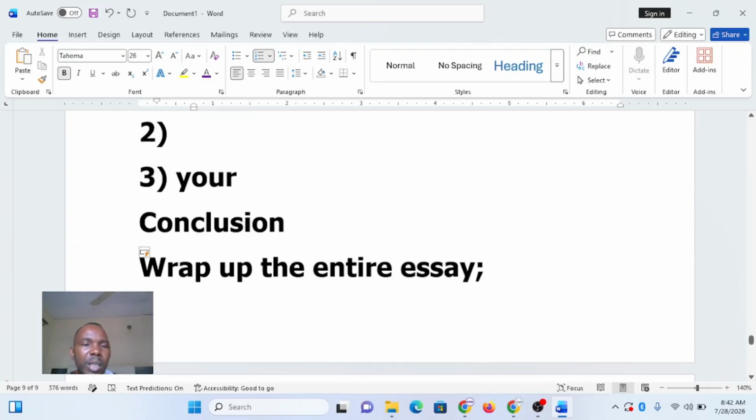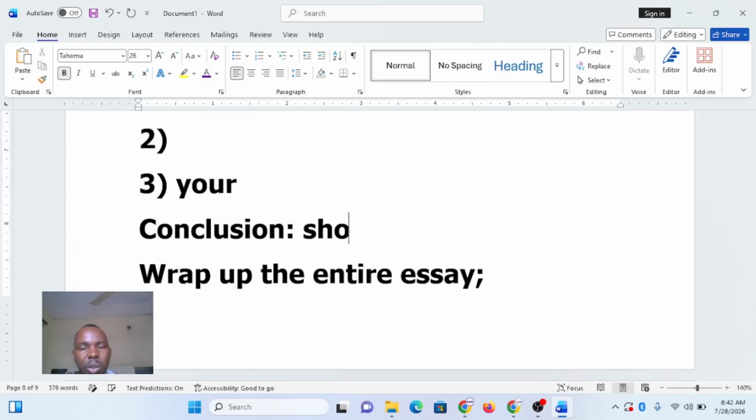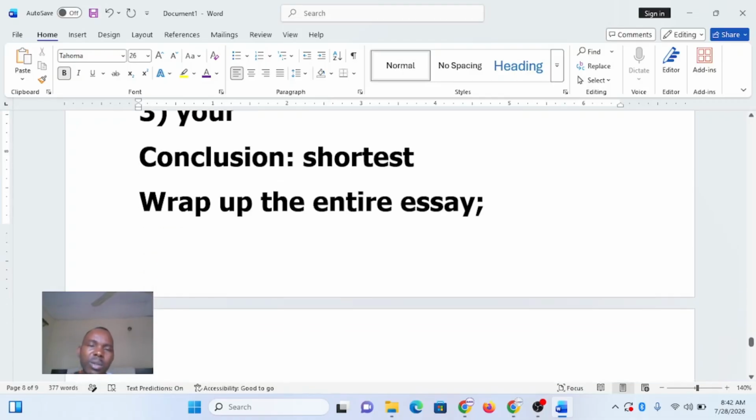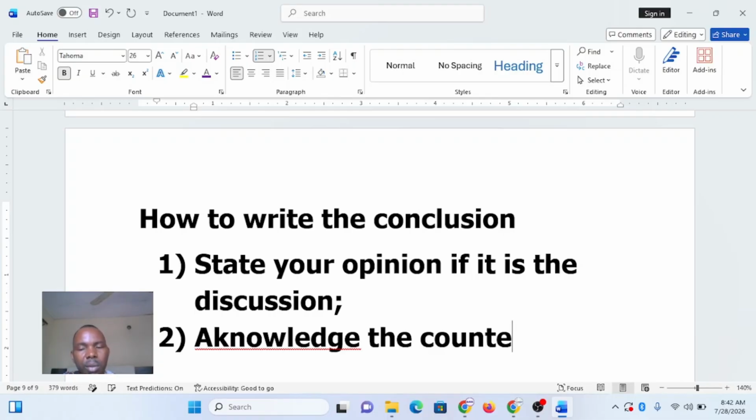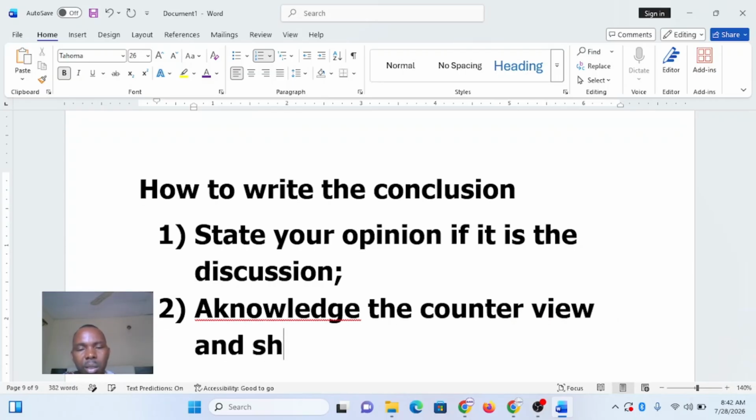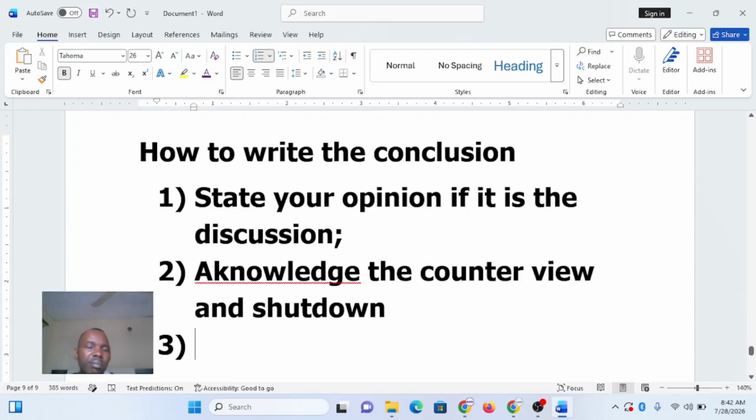The conclusion is not just one paragraph. It is the shortest paragraph. Here you have a maximum of 3 sentences. We are not talking so much here. Then if it's an opinion essay, you can acknowledge the counter view, and shut it down. Just shut it down. Say why it does not hold. And then that is it. Say any other thing you wish to say, and you just wrap it up.